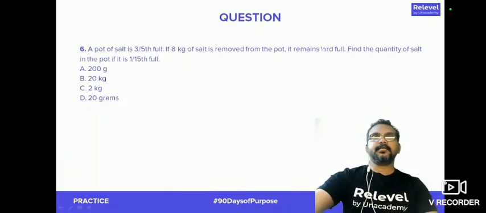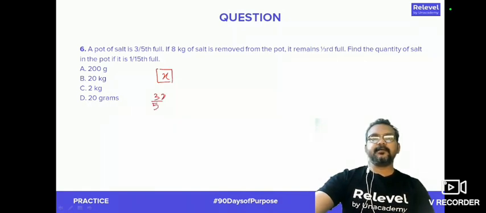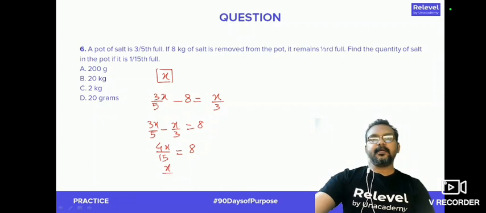Number 6. A pot full of salt is 3/5 full. 3/5 full, 8 kg is removed, it remains 1/3 full. So if the total capacity is X, then 3/5 full means 3x by 5. From that 8 is removed and you have x by 3. So simplifying, 3x by 5 minus x by 3 is 8. So 4x by 15 is 8. So x by 15 is 8 by 4, so that is 2.